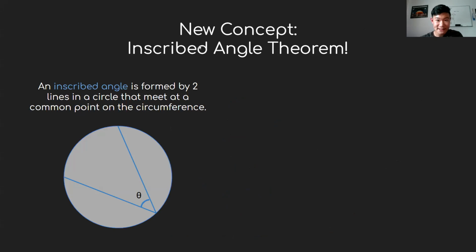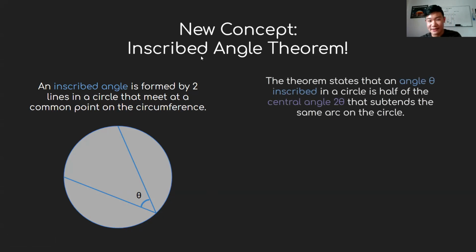So, two lines in a circle, and we see that here, right? This is line number one, this is line number two, and they meet at a common point down here, right? They meet at one point, and this point is on the circumference, which means it's on the edge of the circle, which means that the angle between these two lines is called an inscribed angle. So theta here is an inscribed angle because these two lines meet at the same point.